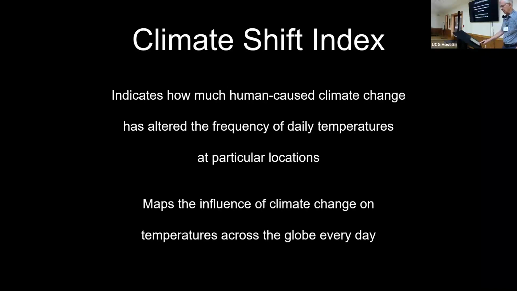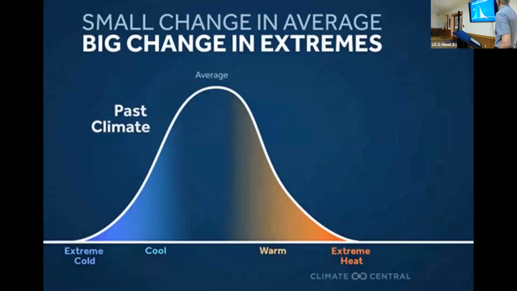And the climate shift index indicates how much human-caused climate change has altered the frequency of daily temperatures at particular locations. And it maps the influence of climate change on temperatures across the globe every day. And what they did was, well, let me just show you the conceptual viewpoint of how you understand the climate shift index.